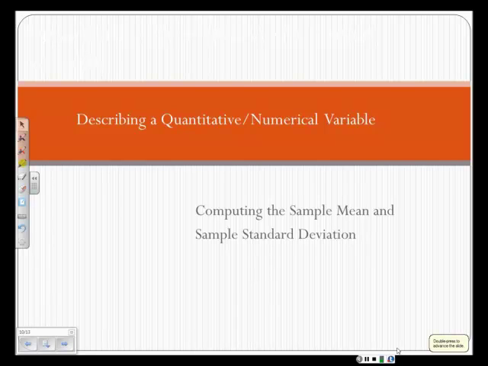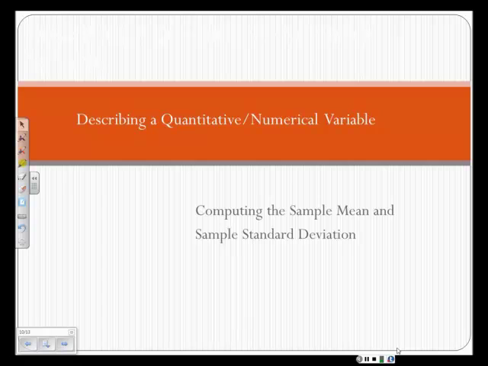Okay, so continuing with description for a quantitative variable, we're going to compute the sample mean and the sample standard deviation. The mean is just probably what most of you normally think of as average. Add up the values and divide by the number of them, you get the average or the mean. By sample mean, we mean that the mean we calculated is based on sample data, not an entire population of data.